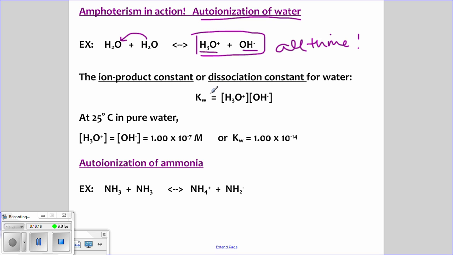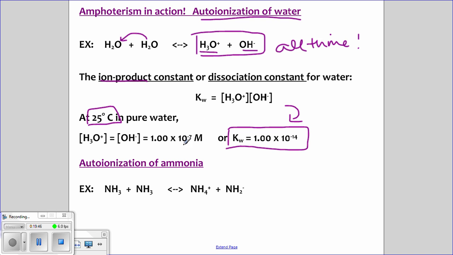And if you remember the Kw constant, which is this number right here, 1.00 times 10 to the negative 14th, the reason we know this number is because of the concentration of hydroniums times the concentration of OH minuses whenever you just have water present at 25 degrees C. So it's very specific to the temperature at which it exists. The concentrations might vary, but when you multiply them, it's called the ion product constant. When you multiply those concentrations, it's always going to be this number.